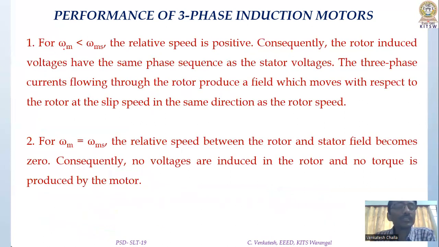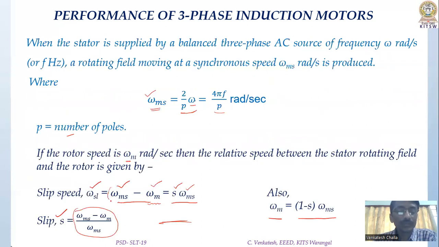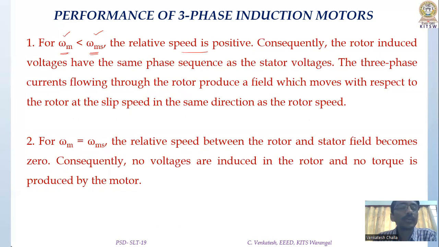From these equations, the observation is that the rotor speed and the synchronous speed of the stator field will be different. For example, if the rotor speed is less than omega ms, the relative speed is positive, because the relative speed is given by synchronous speed minus rotor speed, omega ms minus omega m. So if omega m is less than omega ms, the relative speed or slip is positive.